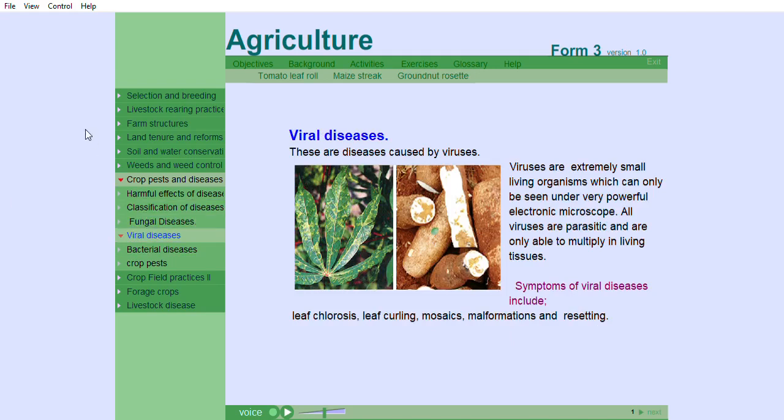Viral diseases. These are diseases caused by viruses. Viruses are extremely small living organisms which can only be seen under a very powerful electron microscope. All viruses are parasitic and are only able to multiply in living tissues. Symptoms of viral diseases include leaf chlorosis, leaf curling, mosaics, malformations, and rosetting.